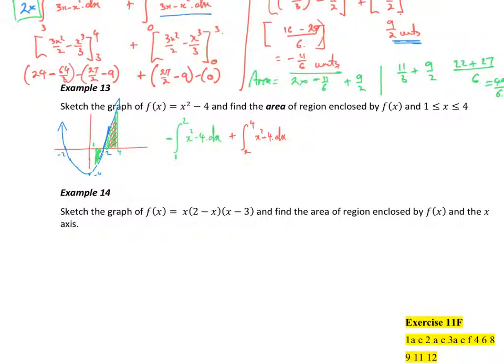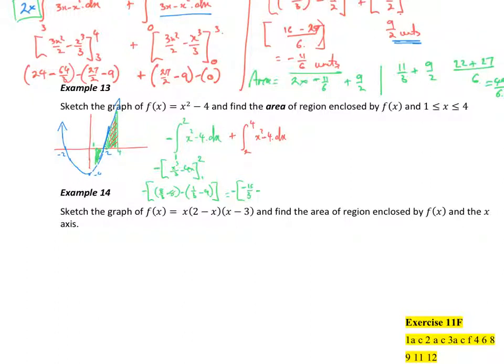So I'll work through one side at a time. So let's leave the negative out there. Anti-differentiate x to the 3 on 3 minus 4x between 1 and 2. Negative out the front. Pop 2 in. 8 on 3 minus 8. Subtract 1 on 3 minus 4. Which is equal to the negative out the front. 8 on 3 minus 8 is 8 on 3 minus 24 on 3. So that's negative 16 on 3.